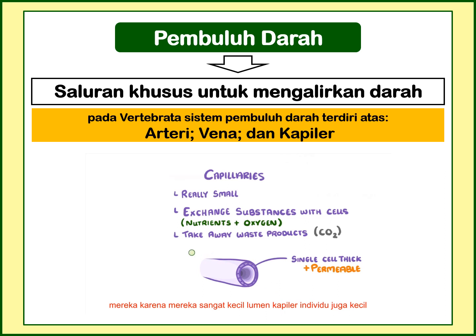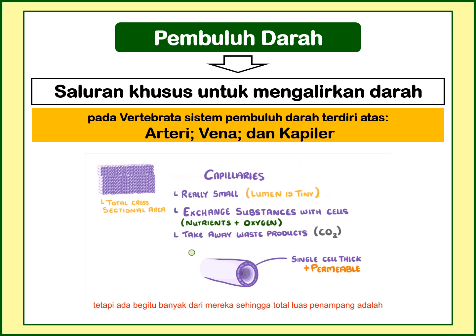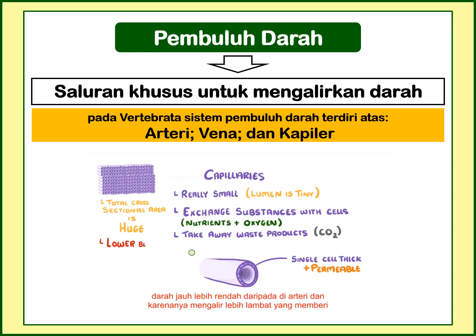Because they're so tiny, the lumen of an individual capillary is also tiny. But there are so many of them that their total cross-sectional area, which is just the area of all the capillaries added together, is actually huge, far higher than for arteries. This means that the pressure of the blood is much lower than in the arteries, and so it flows more slowly, which gives the blood time to exchange things with the tissues.